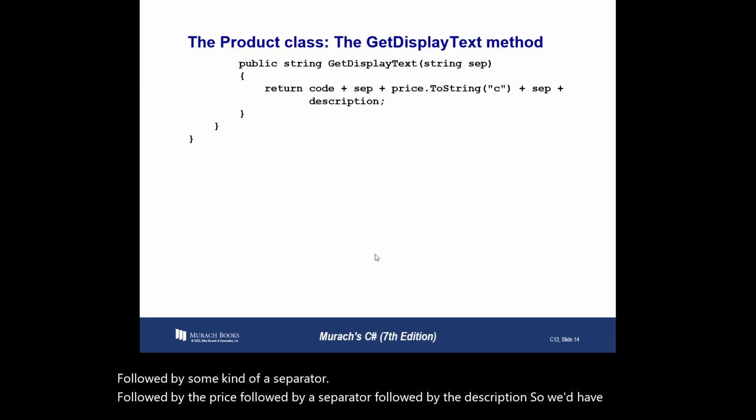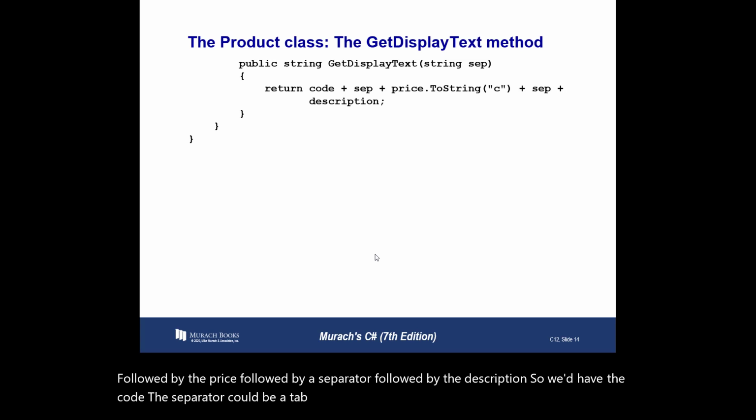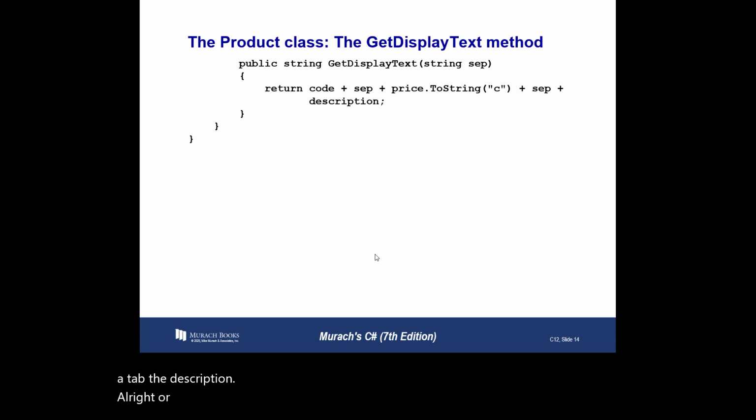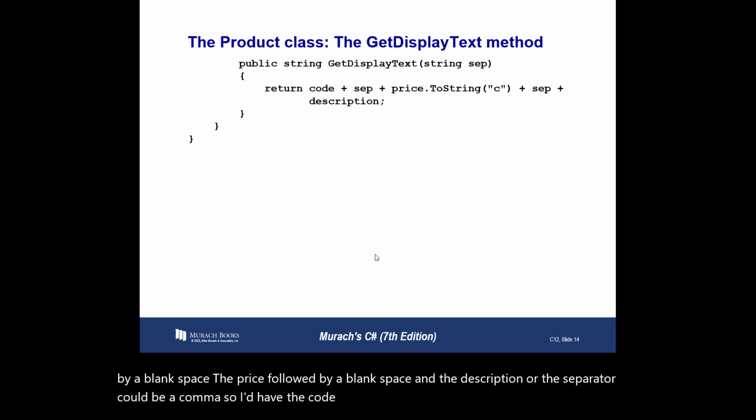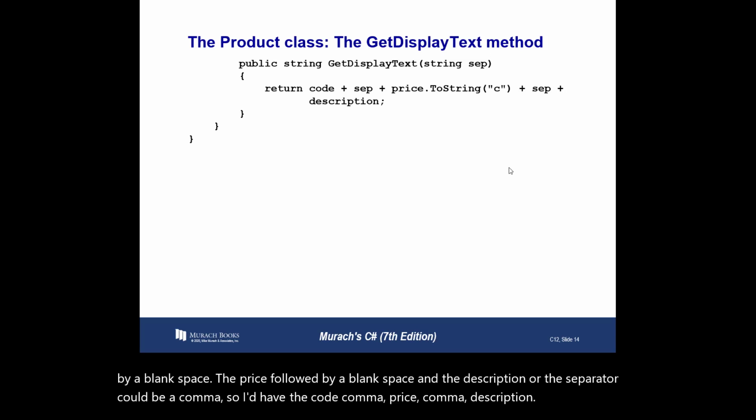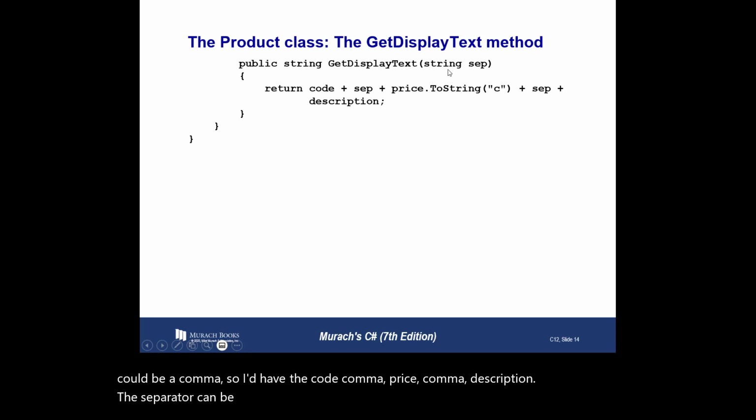The separator could be a tab, for example. So I'd have the code, a tab, the price, then a tab, the description. Or the separator could be just a blank space. So I'd have the code followed by a blank space, the price followed by a blank space, and the description. Or the separator could be a comma. So I'd have the code, comma, price, comma, description. The separator can be anything we pass in.